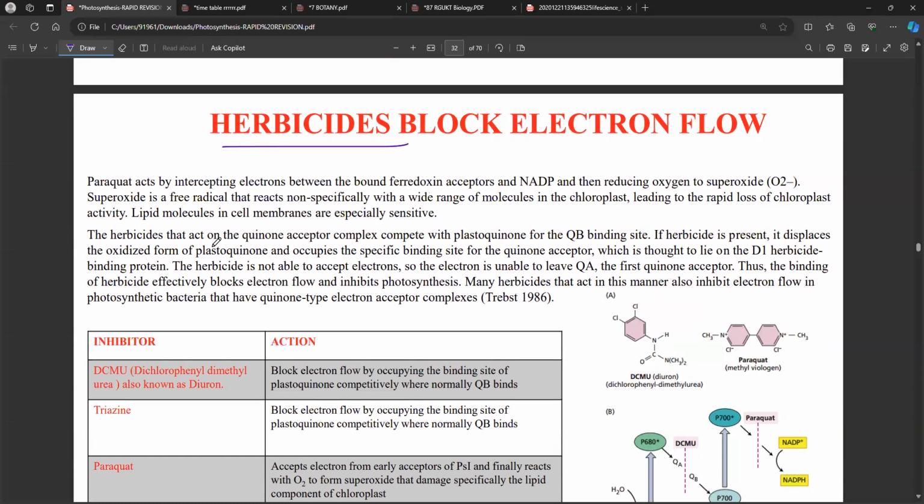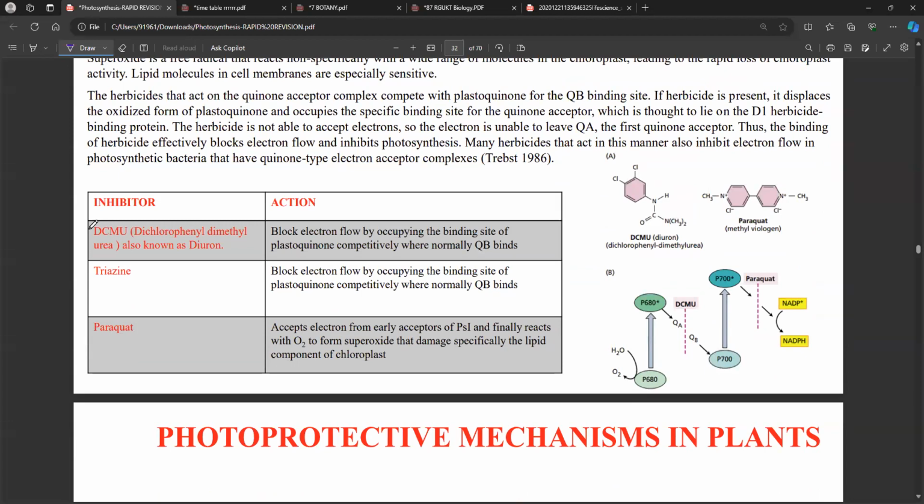So there are many herbicides that block the electron flow. What are those? DCMU, triazine, paraquat. These three are said to be what, friends? Inhibitors. Suppose, look into the picture correctly. DCMU, also called diuron. All the students look into this.